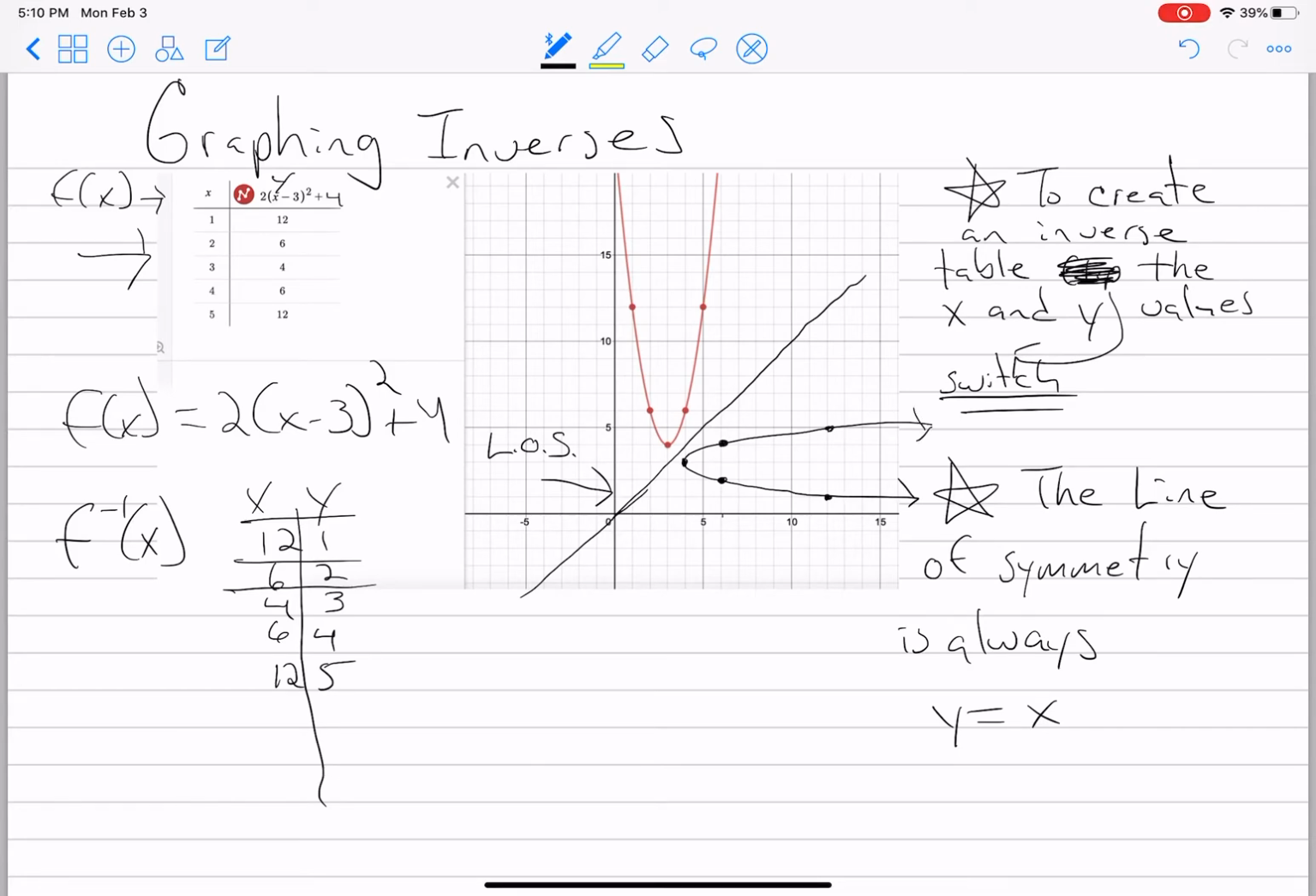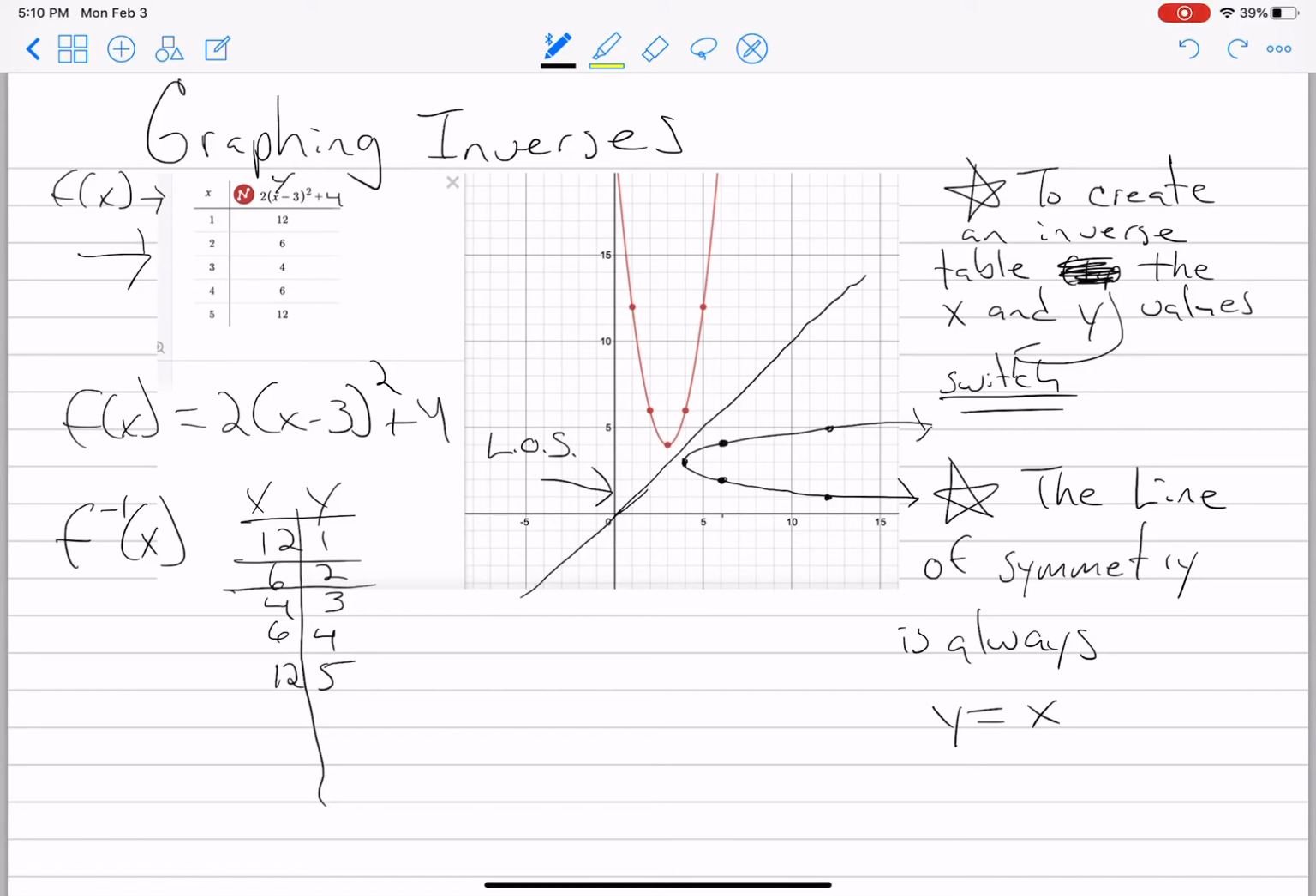If I folded that paper over, there would be some symmetry, and each of these points would line up with its partner if I folded it over. But I'm not doing that right now because I can't fold an iPad. That's just not going to work.